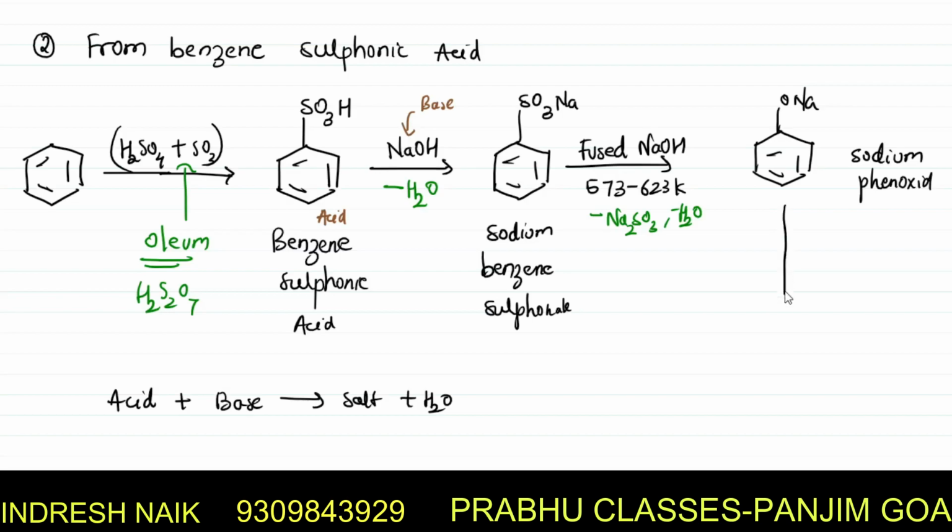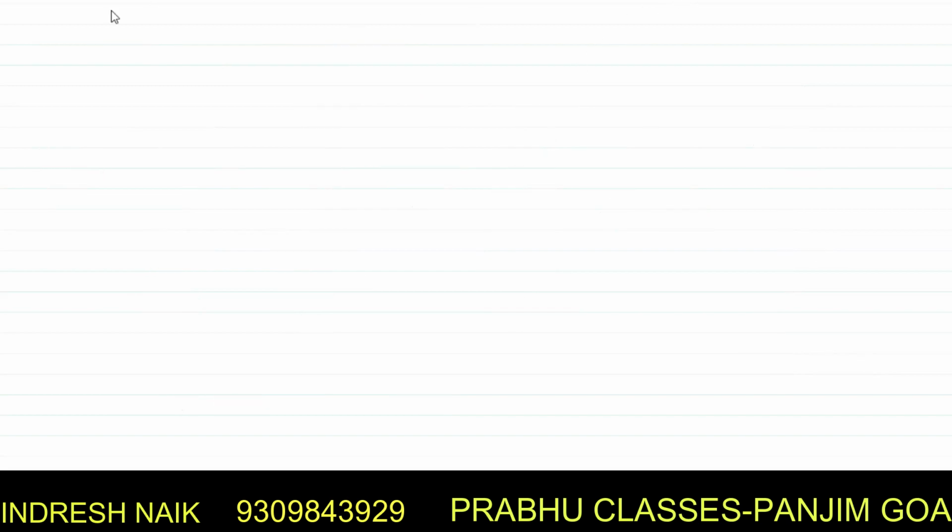Now you know how to prepare a phenol from this. Just add HCl. It is a part of the first reaction we did. So this is the phenol you are going to get. This is phenol, and it is that simple. It is very easy to remember these reactions. Next is from a diazonium salt. Third preparation method is from a diazonium salt.